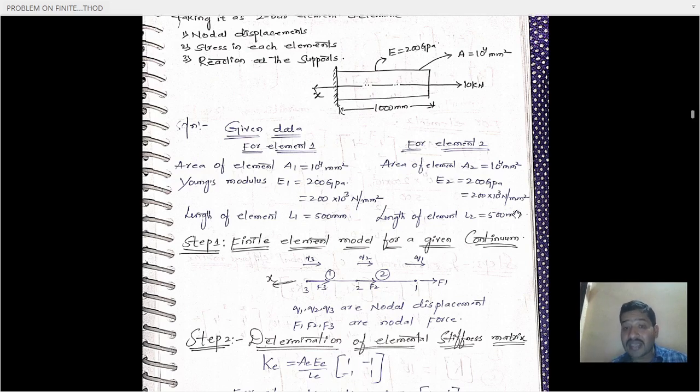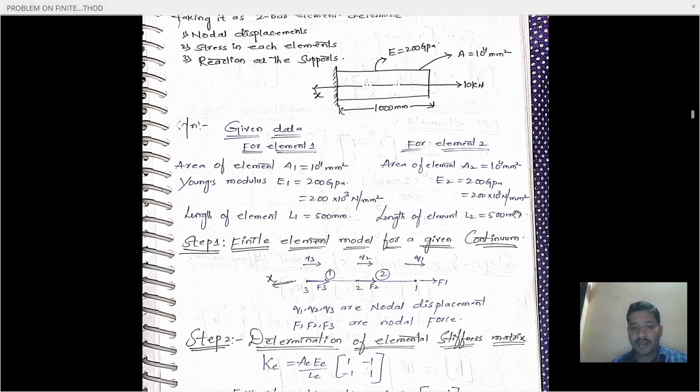But in this case we are divided into how many nodes? 3 nodes. But in the last problem, the one-dimension element, we divided into how many nodes? 2 nodes. But in this case we are divided into 3 nodes. How many elements? 2 elements.